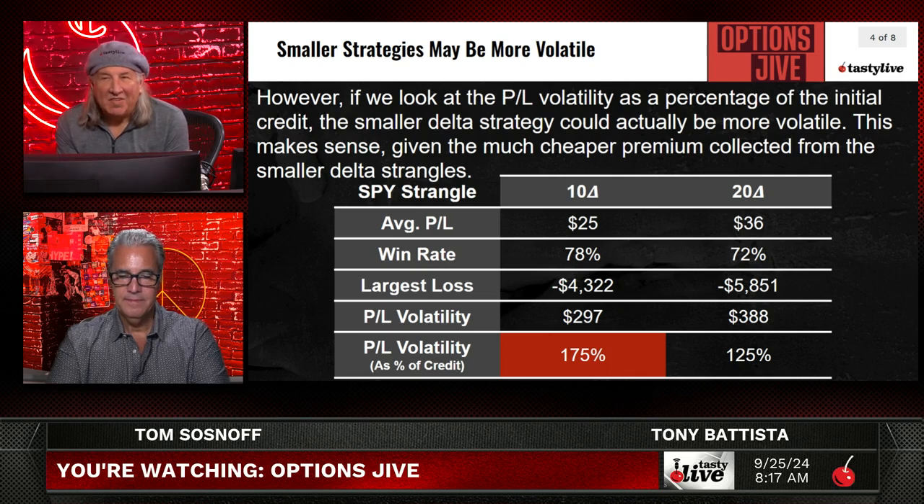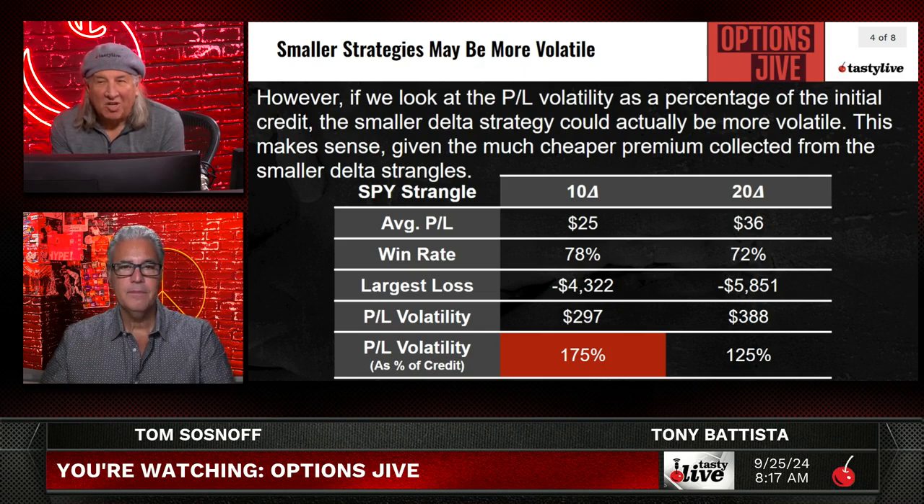This makes sense given how much cheaper premium we collected from the smaller delta strangles. So we look at volatility as a percent of credit here. This is just a naked strangle. You can see when you sell the smaller strangles, your P&L volatility is actually almost 50% more. So you make a little less money, you have a higher win rate, you have a lower largest loss, you have less P&L in dollar volatility, but as a percent of the credit, it's greater. All right, that's interesting. Let's go next slide.